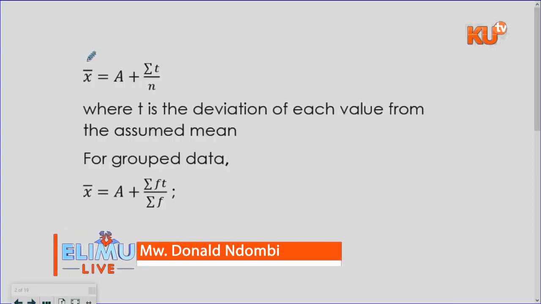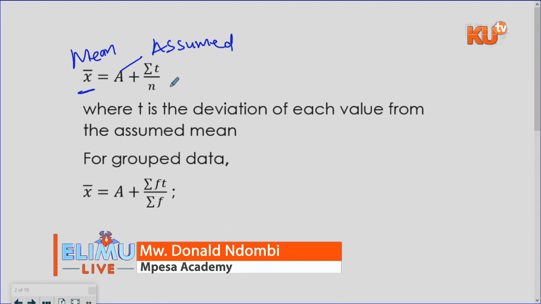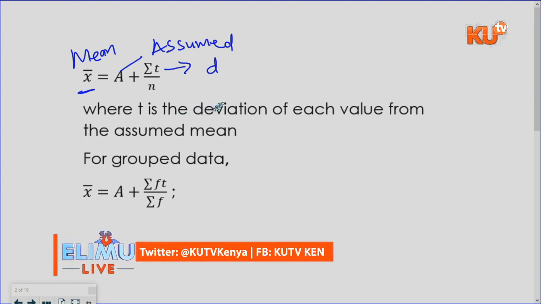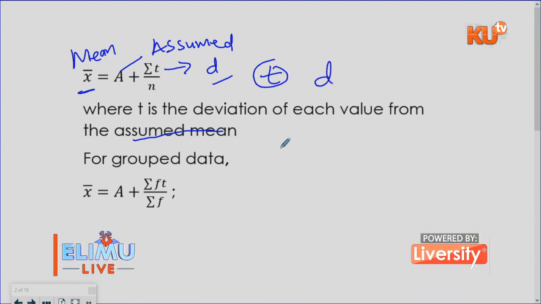So just a reminder, x bar, this is mean. That is, mean equals to, this A here stands for assumed mean or working mean. Then this T, sometimes we use D for deviation, is the deviation of each value from the assumed mean. So you'll see in some books they use D and in others they use T. In an exam situation, we will always tell you what to use. A table will have either a T or a D. So do not worry, the formula is the same.